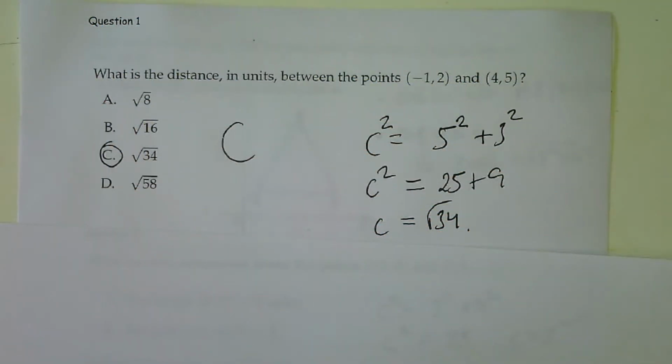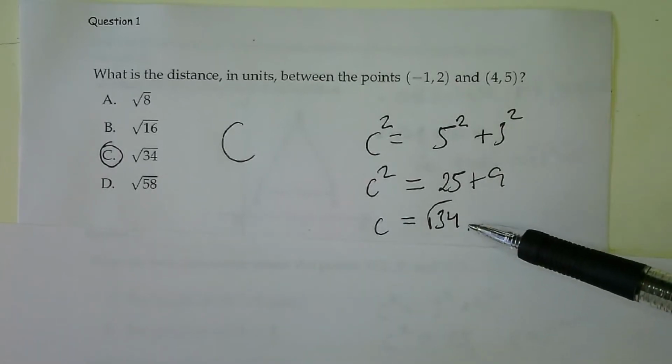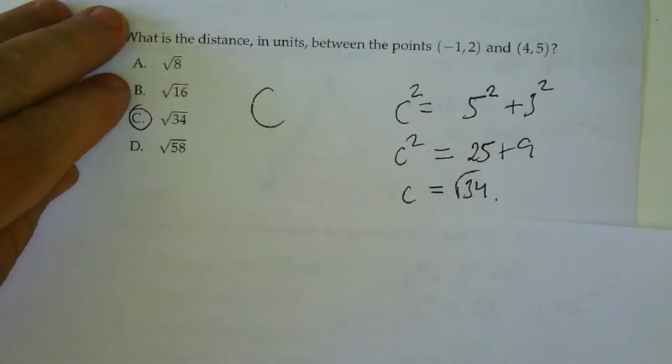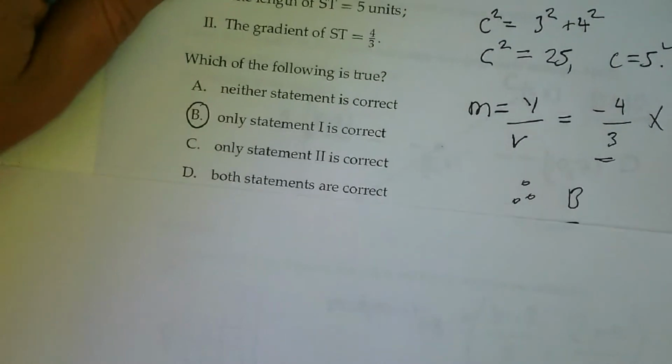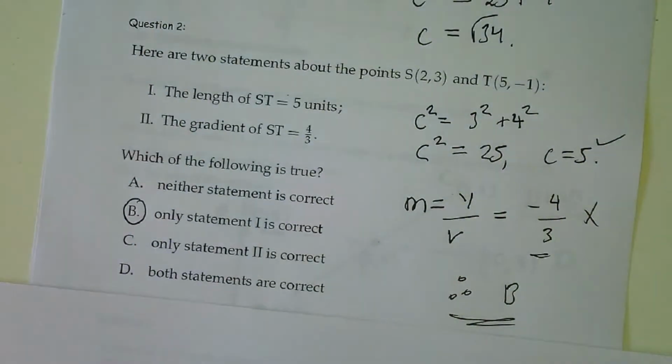Question 1, guys, dead straightforward, just work out the distance between the 2 points. So there's a wee bit of work in here, and root 34, and it would be C, straightforward enough. Next one, a bit more work, and here, I'll show you what it is.